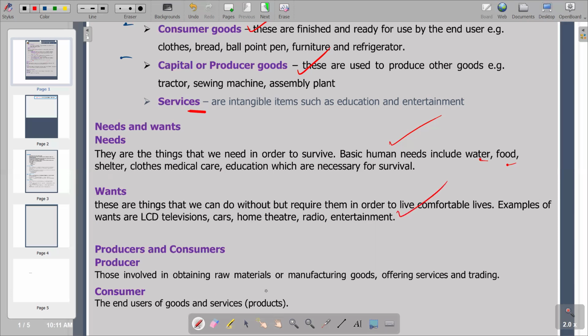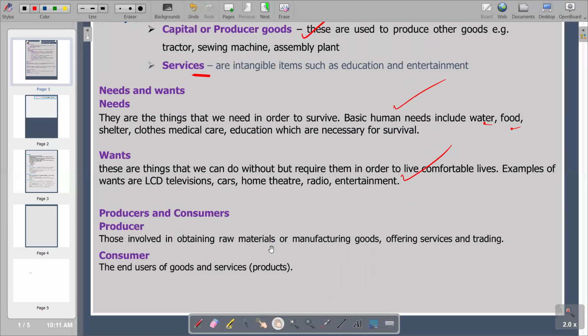Then we also have producers and consumers as terms. Remember, we are just looking at key terms that you will see as you study commerce as a subject. A producer is a business or an individual that converts raw materials into finished goods, or processes raw materials or inputs into finished products. Producers are those involved in obtaining raw materials or manufactured goods, offering services and trading.